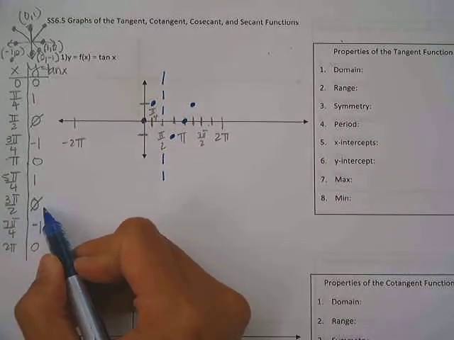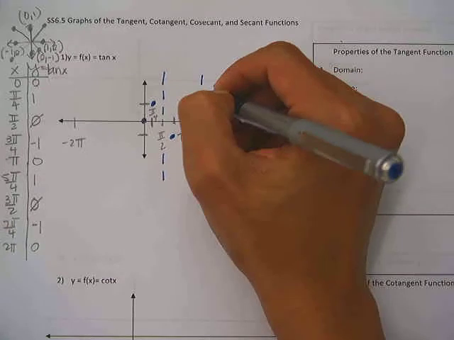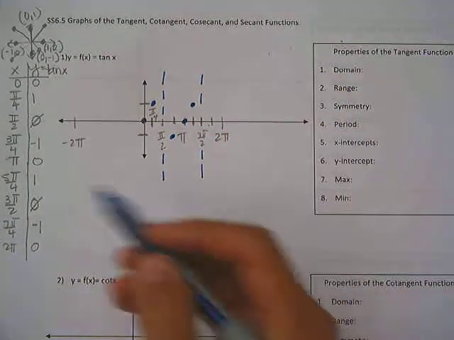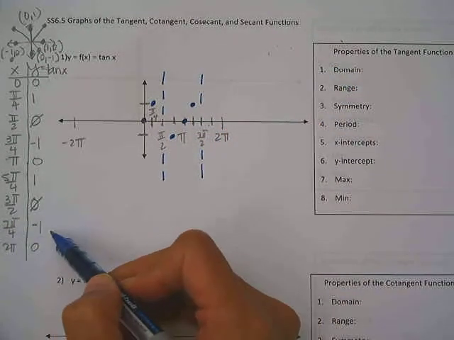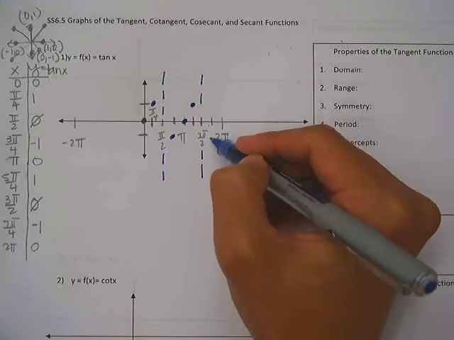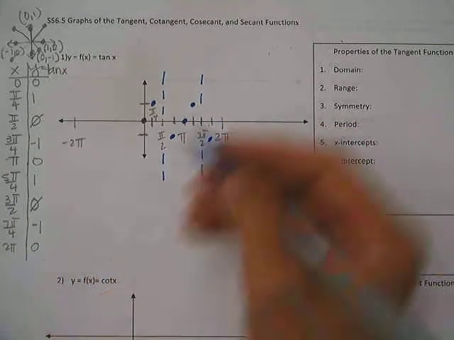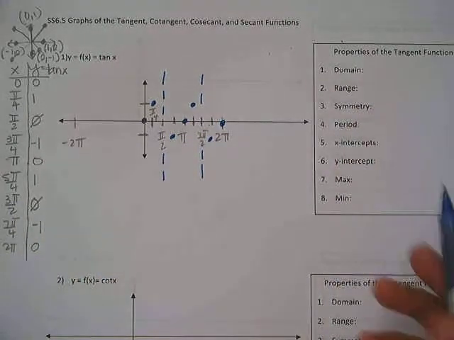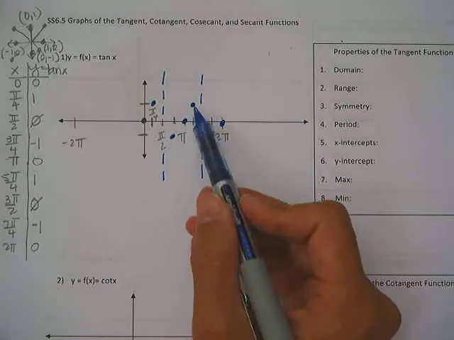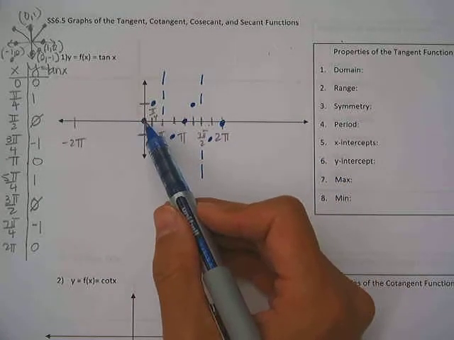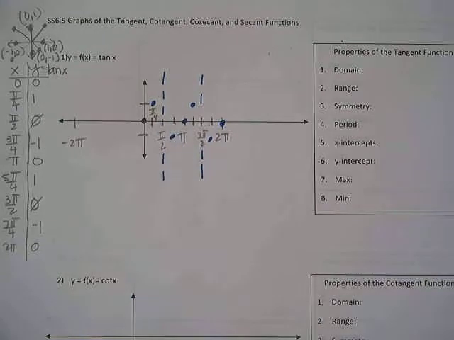At 3 pi over 2, we're going to get another asymptote because it says it's undefined at 3 pi over 2. At 7 pi over 4, we have a negative 1. So here's 7 pi over 4, negative 1. And at 2 pi, we're getting 0. Okay, look at this. This has 3 dots. This has 2 dots. So we know the pattern needs to continue somehow.